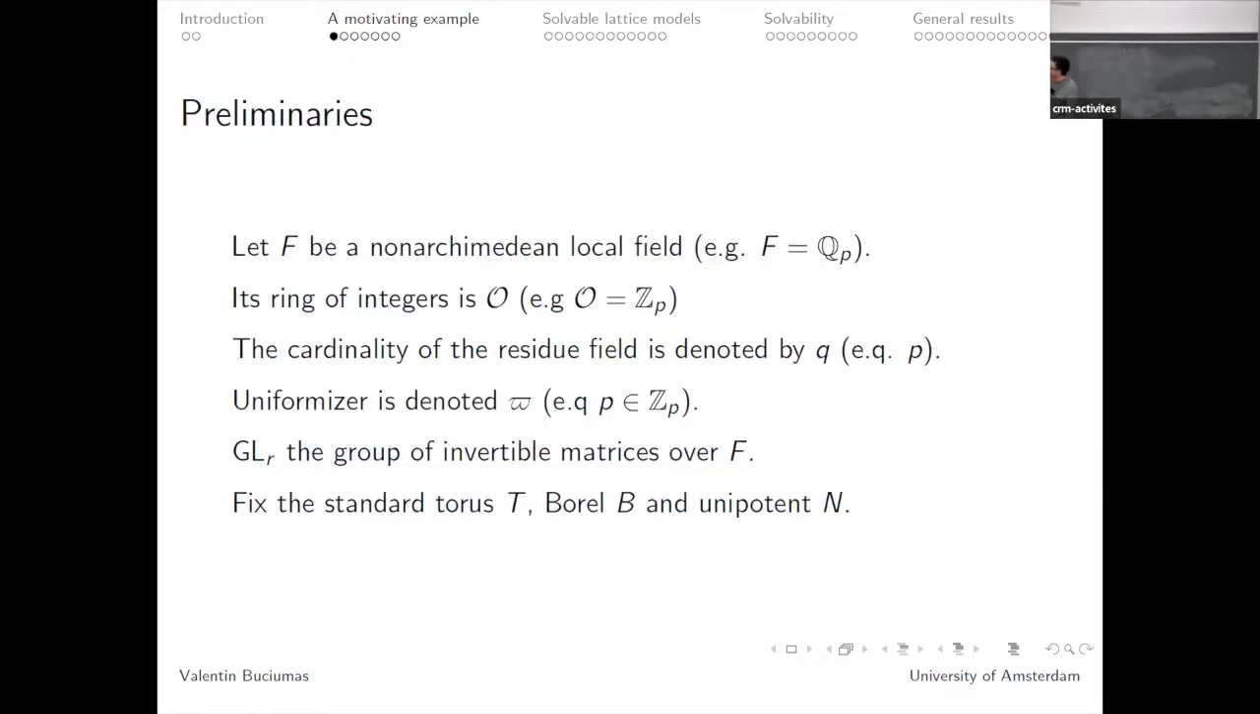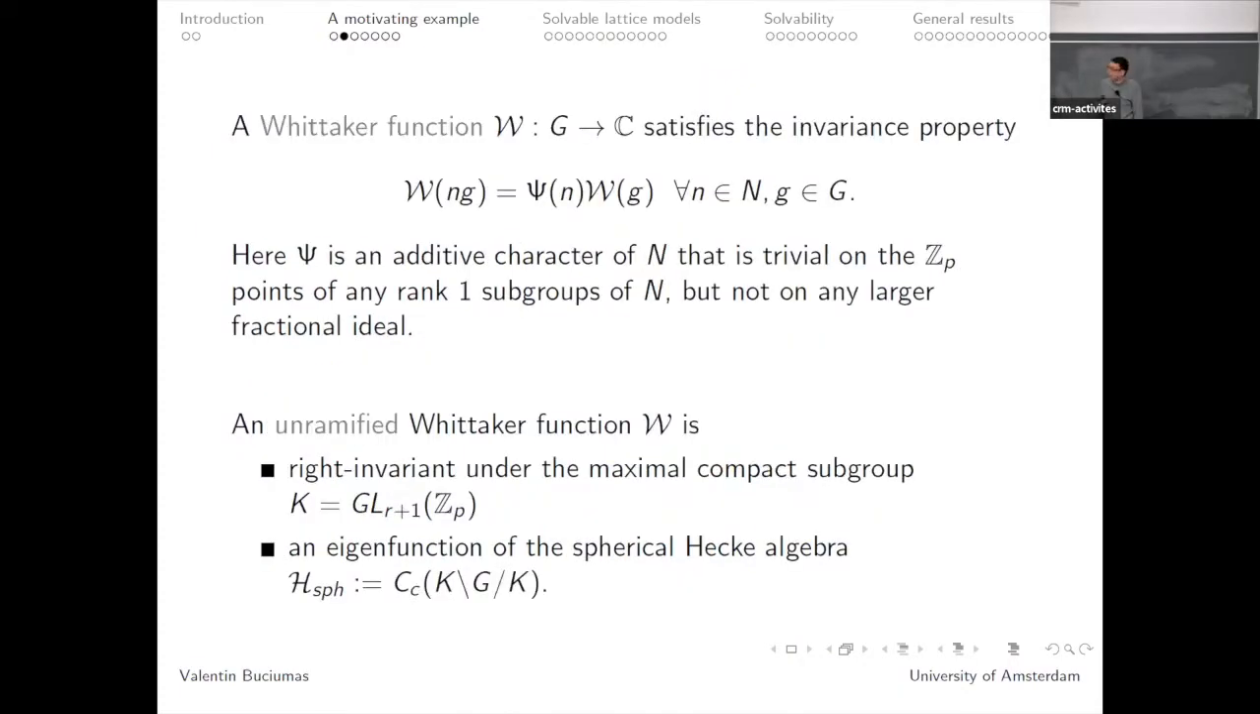So the torus is just the diagonal matrices in GL_R. The Borel are the upper triangular, and the unipotent are the upper triangular with one on the diagonal. Okay, so now a definition: a Whittaker function is a function from G into C that satisfies a certain invariance property with respect to an additive character of the unipotent. So this is the most basic definition of what a Whittaker function means.